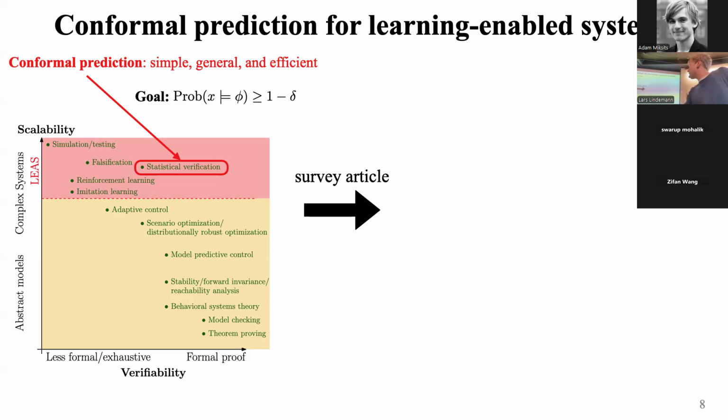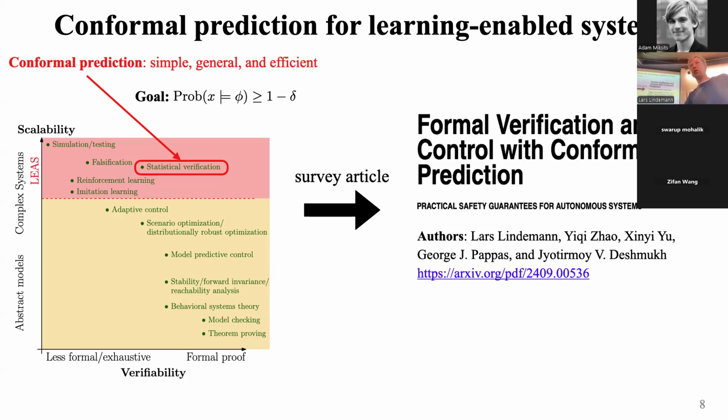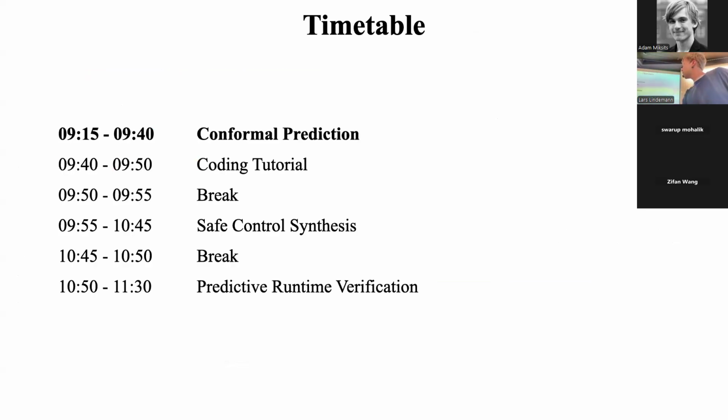If you're interested, after this tutorial, to learn more and to see a lot of related work, you can have a look at the tutorial that we wrote, where we try to give an overview and point to different literature that may be of interest. The way I structured this is as follows. We'll see an introduction first, then have a couple of coding examples. You can access the code if you'd like to. Then, after a small break, we'll talk about safe control, and after another small break, we'll talk about predictive runtime verification.